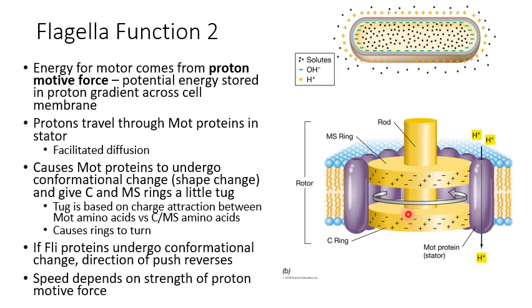And then it isn't shown in this diagram here, but in between the C ring and the MS ring, you would have the FliG proteins. If those proteins undergo a conformational change, then that's going to switch the direction that the MS and C rings turn when protons are moving through the MOT proteins. Not every flagellum is able to do that, though.